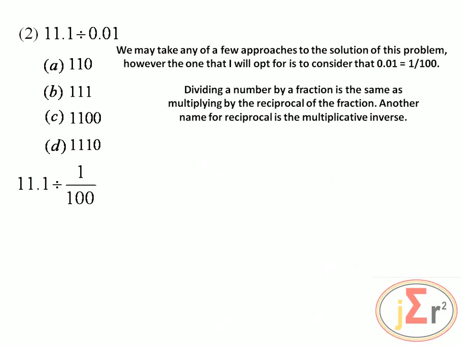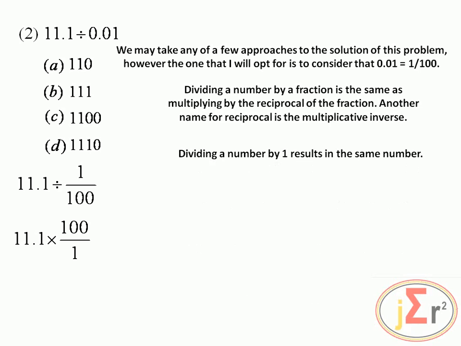Dividing a number by a fraction is the same as multiplying by the reciprocal of that fraction. Another name for reciprocal is the multiplicative inverse. Dividing a number by 1 results in the same number, so instead of having 100 divided by 1, we will just have 100 right there.